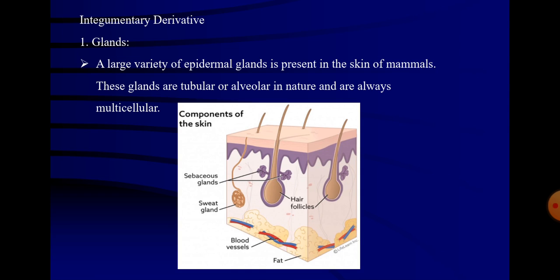Now, the various integumentary derivatives. Glands. A large variety of epidermal glands is present in the skin of mammals. These glands are tubular or alveolar in nature and are always multicellular. You can see the various glands in this section: sebaceous glands, sweat glands, hair follicles.